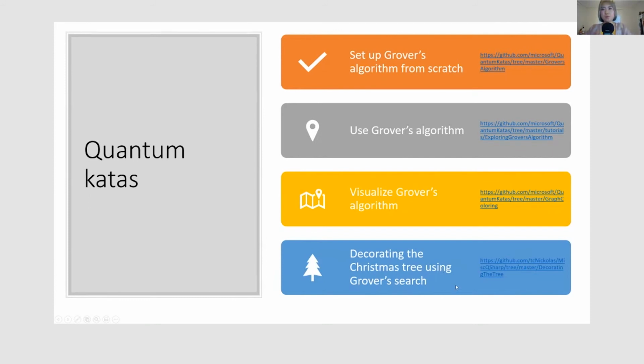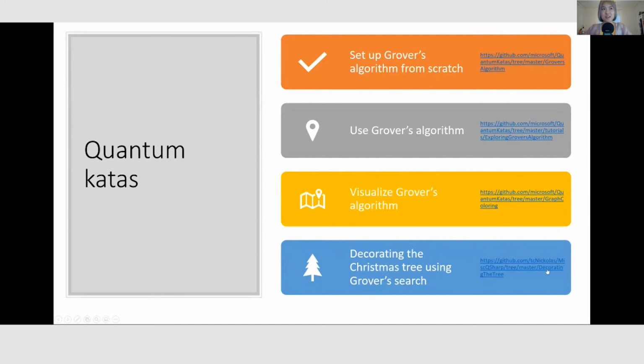It's like you have a rule of how many ornaments you want to put on each layer of the tree, and you need to have an efficient algorithm to automatically select where to put what. We also have an analogy by my colleague about Santa Claus trying to find the right gift for the kids from the bag, but all of the gifts are randomly ordered, and he needs an algorithm to find the exact right gift. So that's the kind of examples that Grover's can help.